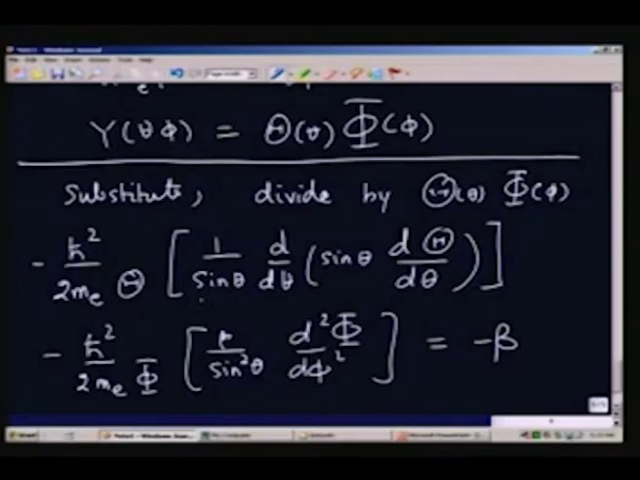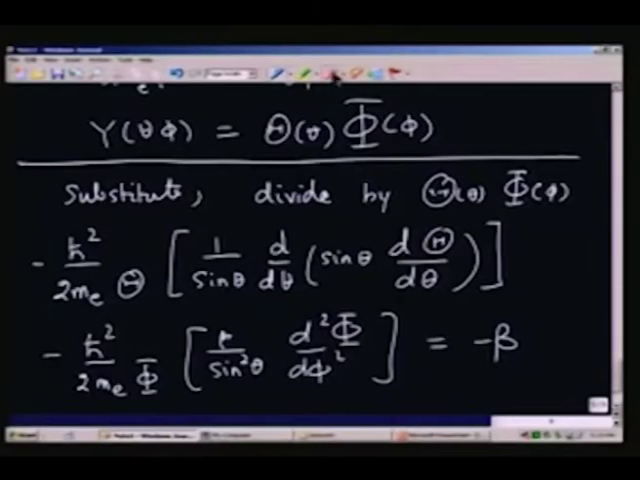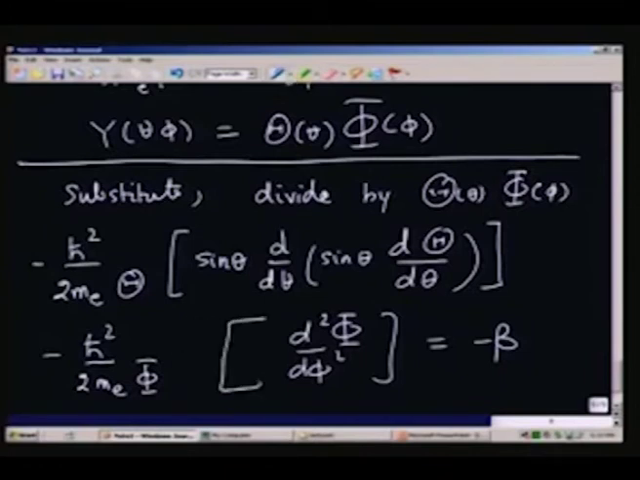But then it is obvious from this equation that if we multiply this by sine square theta throughout, let us do that. If we multiply this by sine square theta, what we get is sine theta here, and what we get here is that this goes away. Let me erase this also and then put the two together. This is that, and what you get here is minus beta sine square theta.